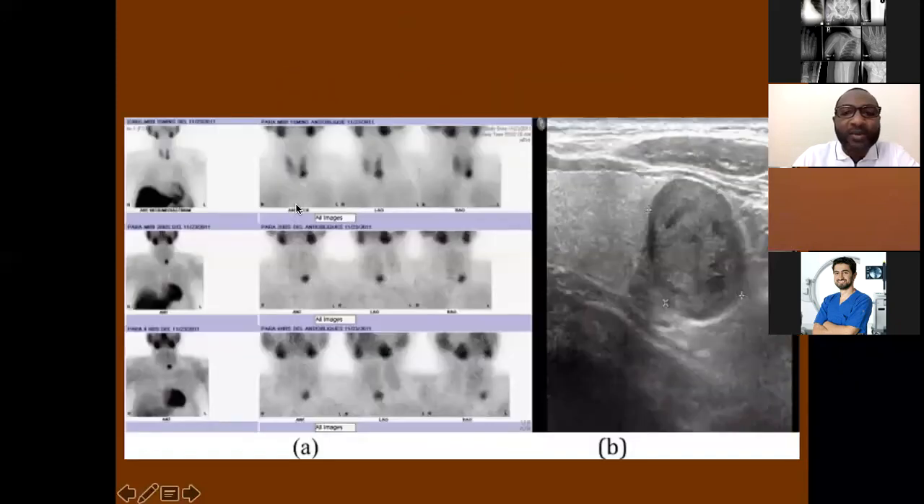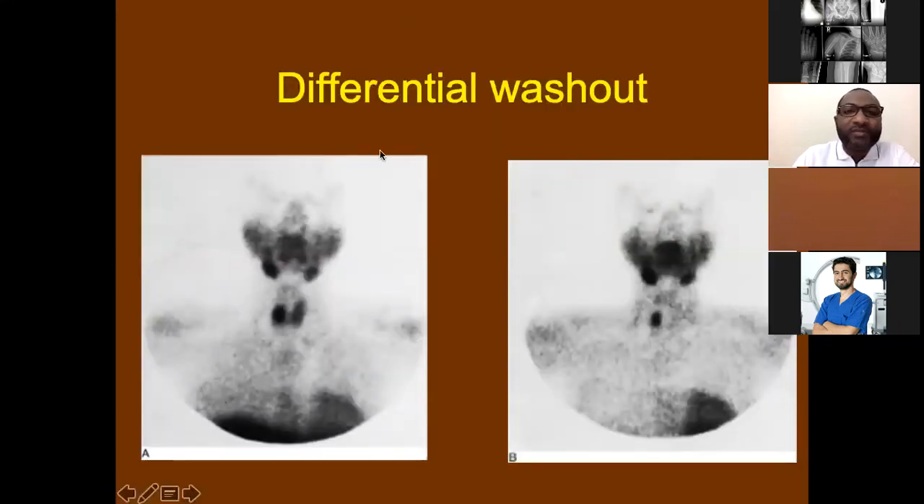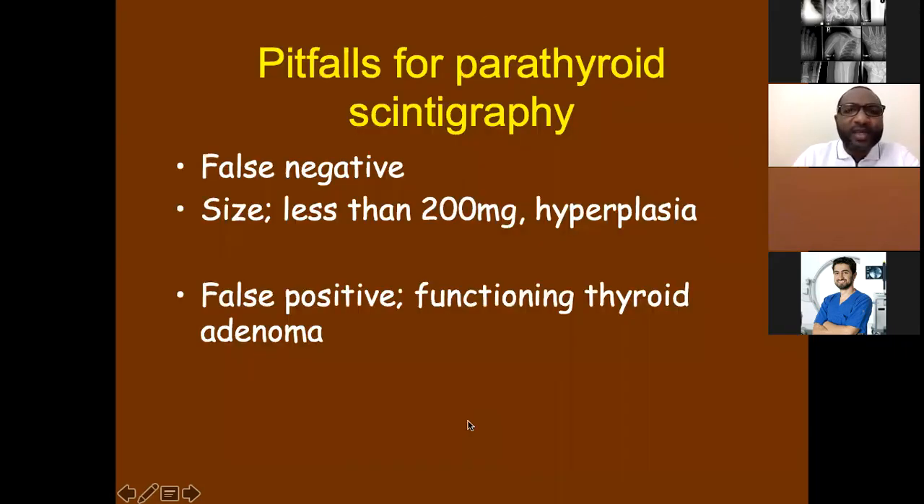Most departments, including my department, do the differential washout, because we don't want to inject the patient with two different radiopharmaceuticals and add extra dose to the patient. But please note that one of the pitfalls for a parathyroid scintigraphy is that the common false negative is the size. Again, like we said earlier on, the normal parathyroid gland is not visualized by nuclear medicine scan, and any adenoma that is less than 200 milligrams may be missed and may appear as normal. So one of the causes of false negative is a reduced size.